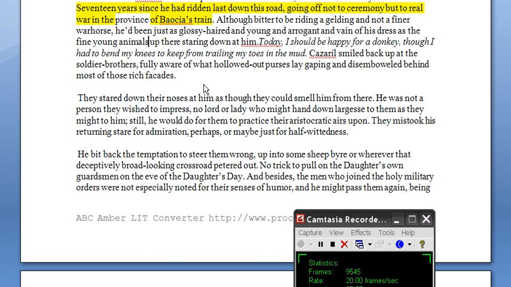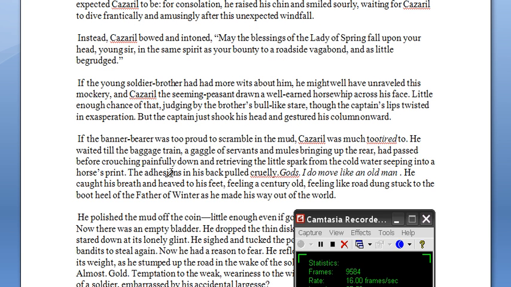Here's yet another way to do subordination, starting a sentence with if. And she actually does two in a row at the beginning of paragraphs here. If the young soldier brother had had more wits about him, he might well have unraveled this mockery, and Sazaril, the seeming peasant, drawn a well-earned horsewhip across his face. The other example, if the banner bearer was too proud to scramble the mud, Sazaril was much too tired to.